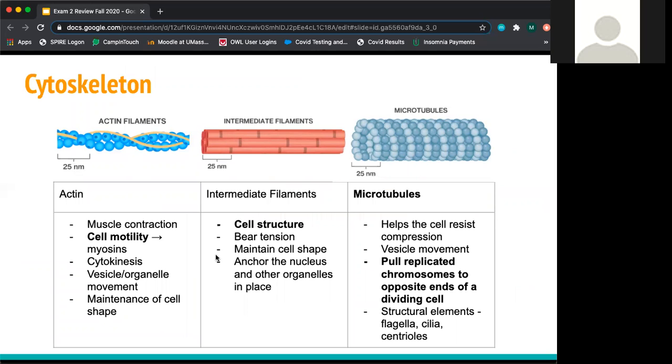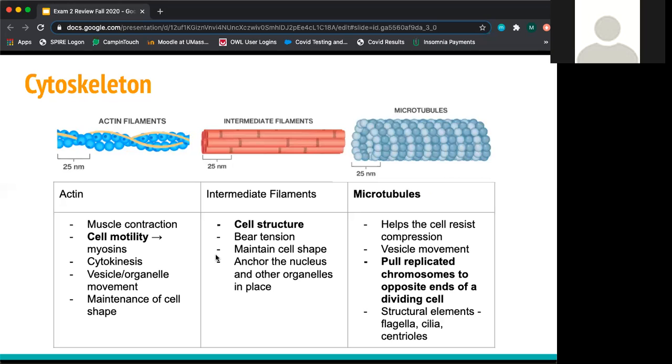So we're going to talk about the cytoskeleton. There are 3 different types of filaments. You have your actin, which is important for muscle contraction and cell motility with myosins, and it's important in cytokinesis, vesicle and organelle movement, and maintenance of cell shape. Then you have your intermediate filaments, which give the cell its structure, bear tension, maintain the cell's shape, and anchor the nucleus and other organelles in place. So they make sure that everything is rigid, staying where it is.